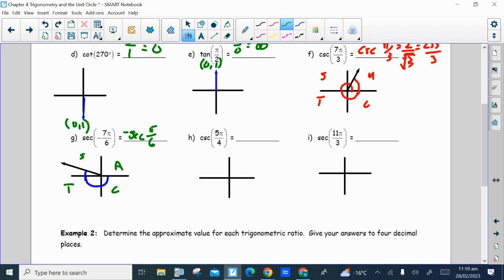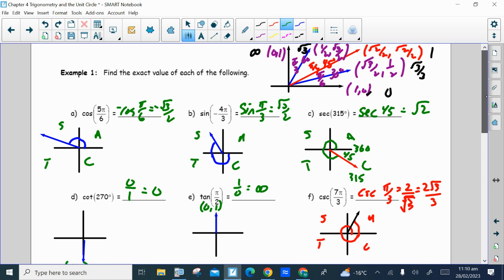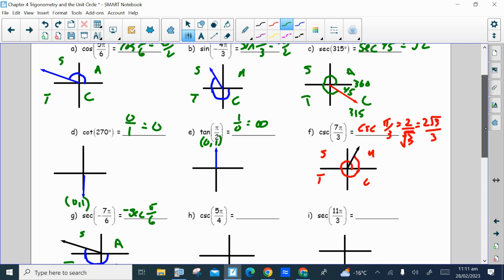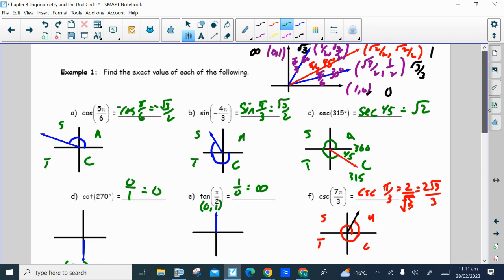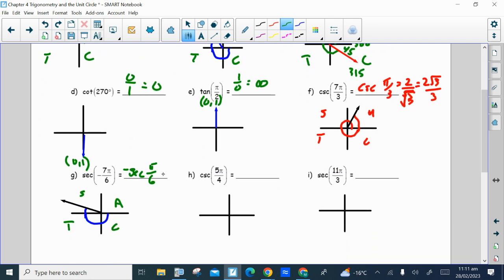Secant is the reciprocal of cosine. The cosine of pi on 6 is root 3 over 2. It's the x value. So we need to do the reciprocal of that to get the secant. It'll be, once again, 2 over root 3. But in this case, it's negative, or negative 2 root 3 over 3.